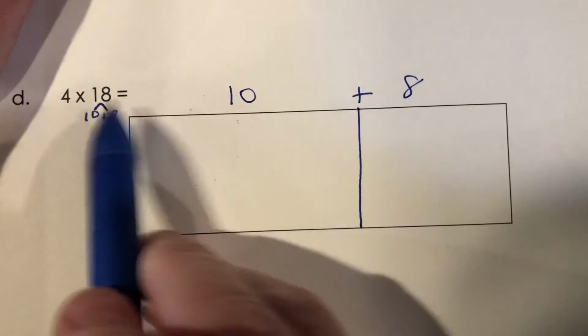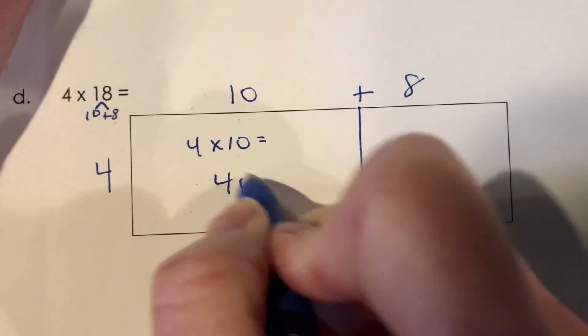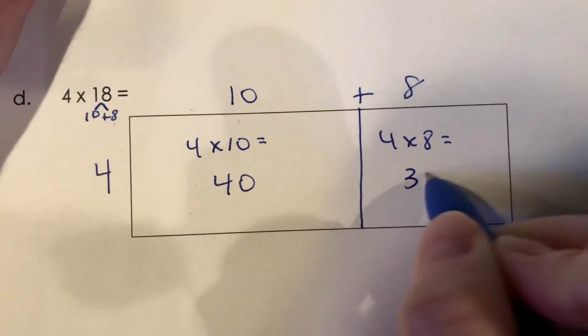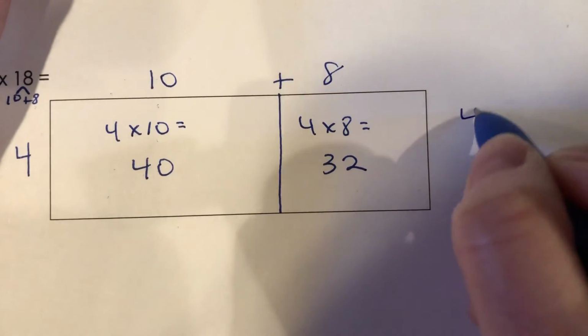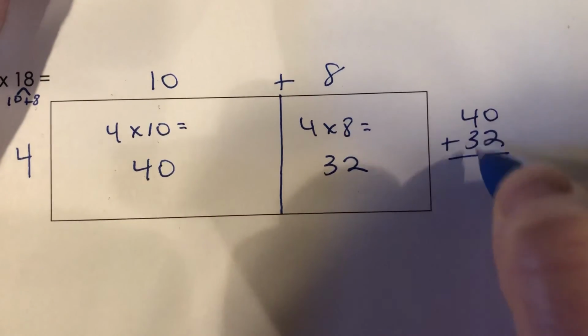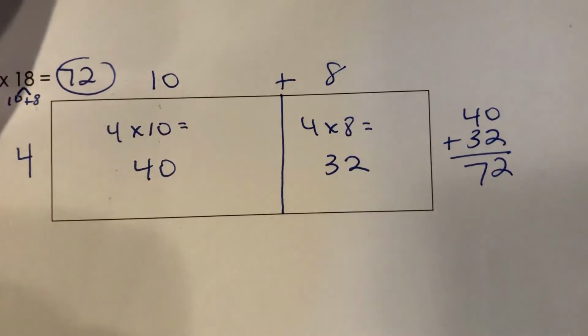So if I want to know the area of 4 times 18, I can do 4 times 10, which is 40. And then I can do 4 times 8, which is 32. And what do I do with those two? I add them together. So 40 plus 32. 0 plus 2 is 2. 4 plus 3 is 7. And we get 72 for our answer.